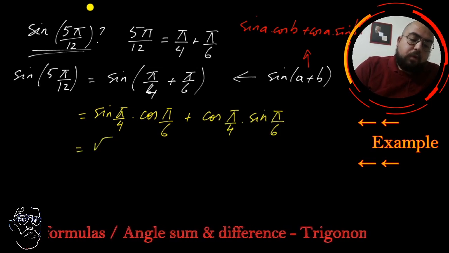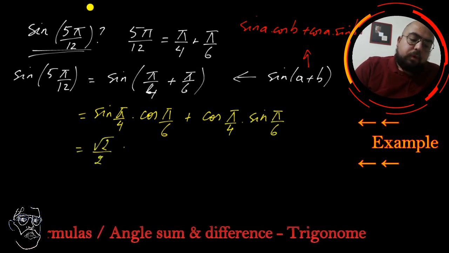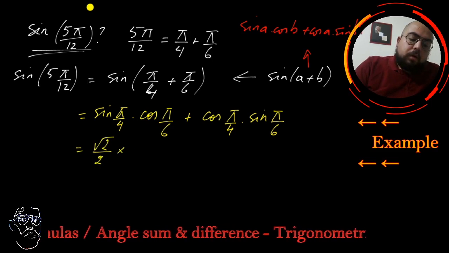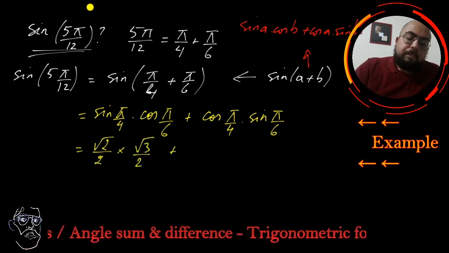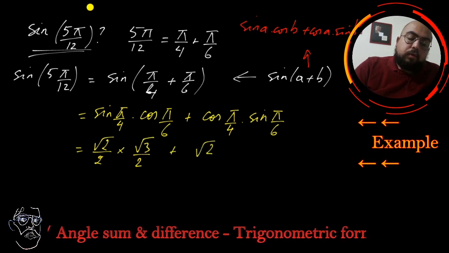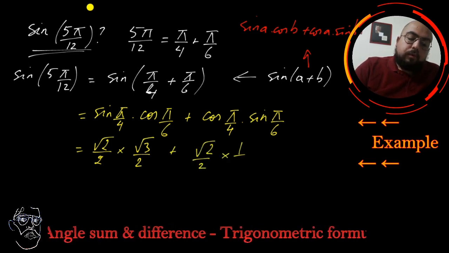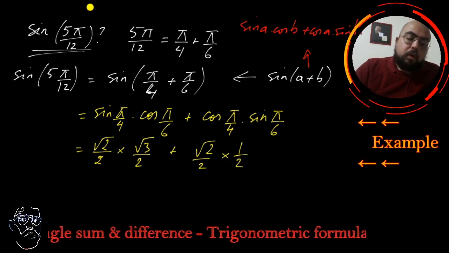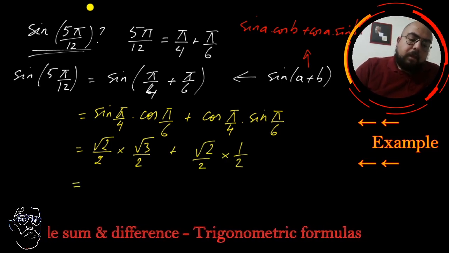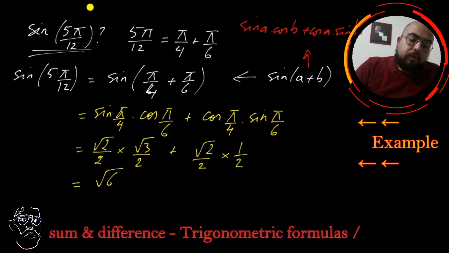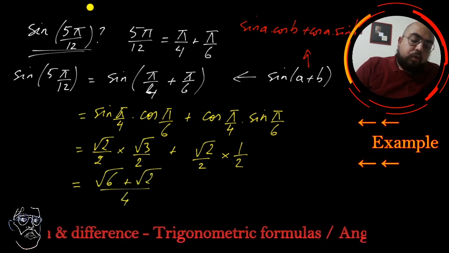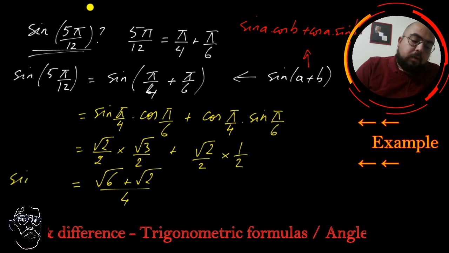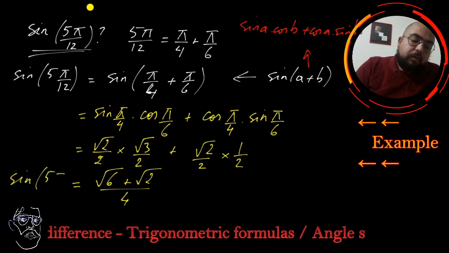So it will be square root of 2 over 2 times square root of 3 over 2 plus square root of 2 over 2 times 1 over 2. Alright, so you will get in this case square root of 6 plus square root of 2 over 4, and this will be the exact value of sine of 5 pi over 12.